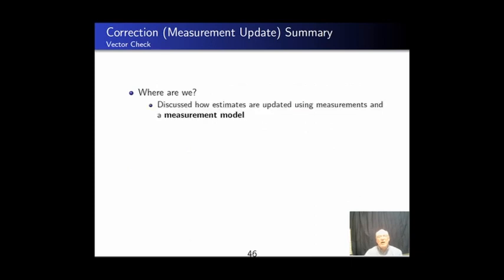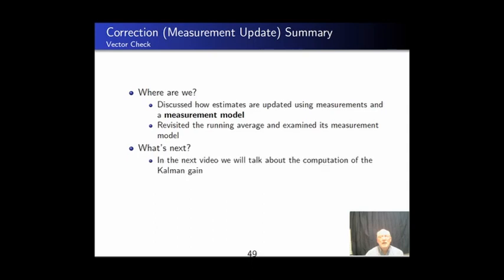So let's see where we are. We've discussed the measurement model and how estimates are updated using measurements. We've talked about how that applies in the running average example with the resistor. And so in the next video, we're going to take a look at the Kalman gain in more detail. And we'll see how that gain is applied to the measurement residual. So we will drill down a little bit more on that concept as well.